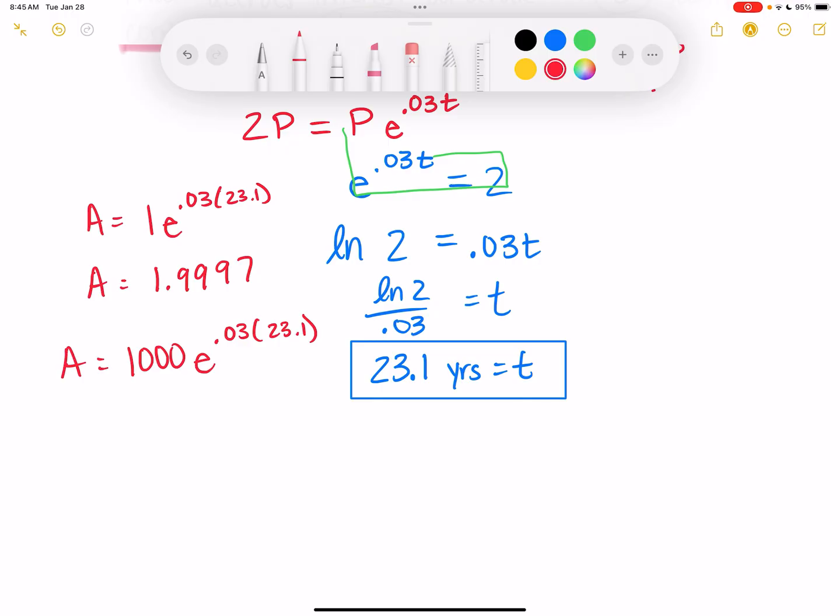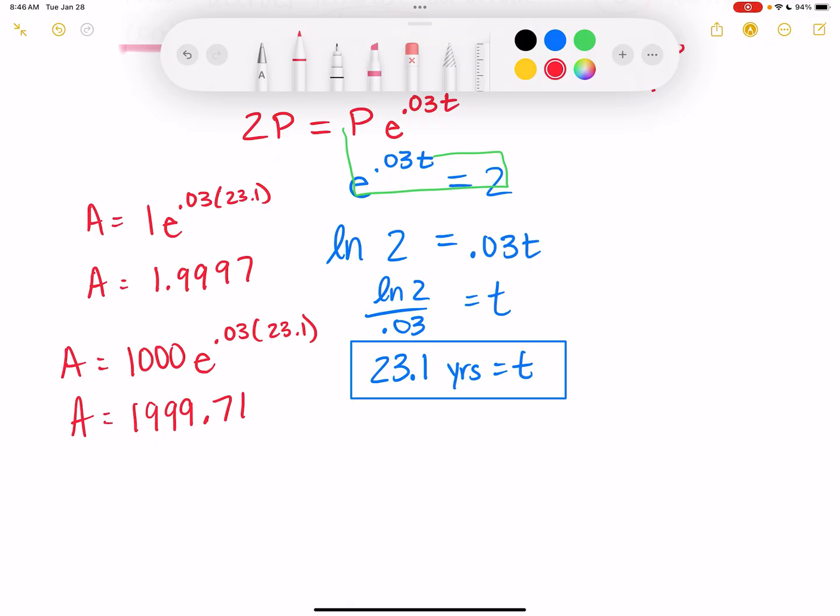Yep. This is $1,999.71. Basically. The reason this isn't coming out to exactly 2,000 is because I'm using a rounded number here. The decimal was actually 23.104900602, and it keeps going, but that's all I can see on my calculator. If I use that exact number, then it would come out.